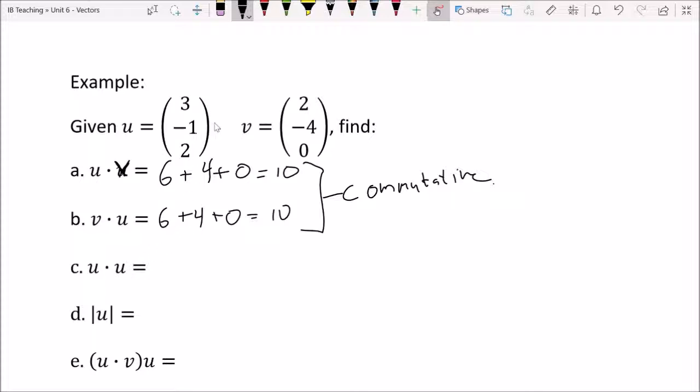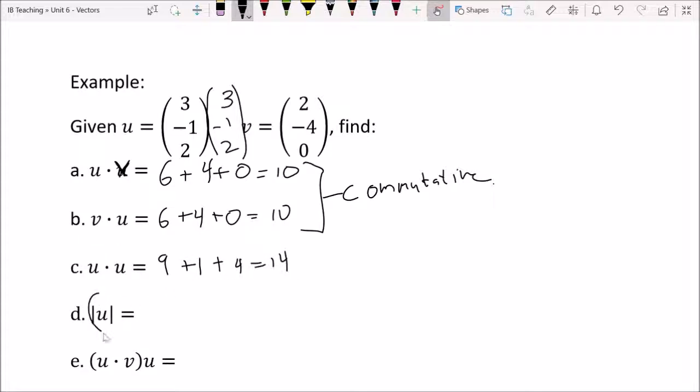So what do we do? That would be like if there was another vector u right here, and we're going to multiply it by itself. So 3 times 3 would be 9. Negative 1 times negative 1 would be 1. And 2 times 2 would be 4. We add the results together, and we get 14.